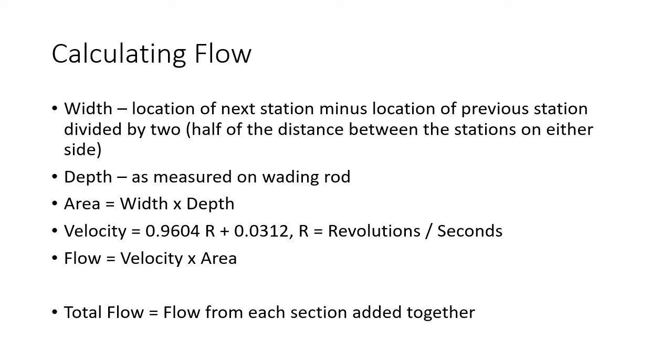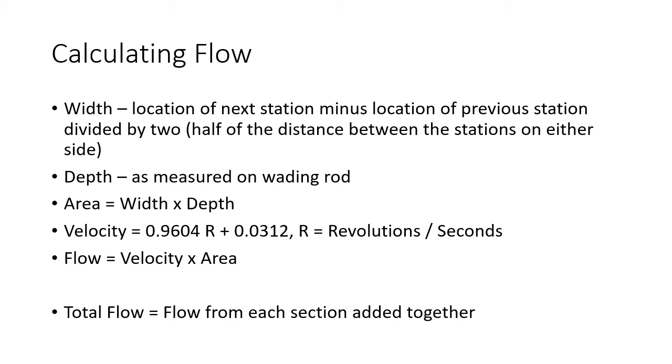The velocity at that station is calculated using this equation. So it's 0.9604 times R, where R is the number of revolutions divided by the number of seconds that those revolutions happen. As you saw in that previous chart, when we take notes in the field, one of the things we write down is the number of revolutions and how long it took them. That number of seconds is a minimum of 40 seconds, but could be more than that.